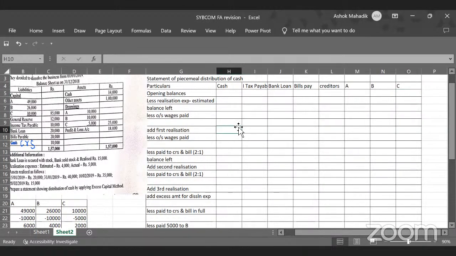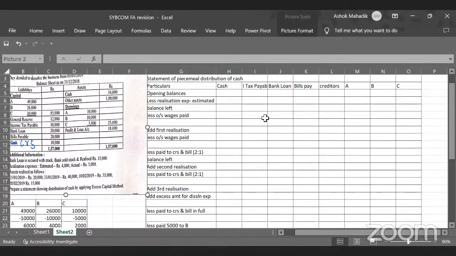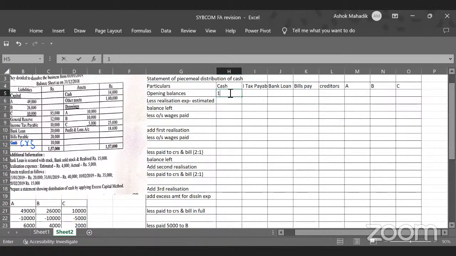Now we'll write the balances. We need to write balances. Cash balance, how much cash we have? 14,000. Okay. Income tax payable is how much? 10,000.